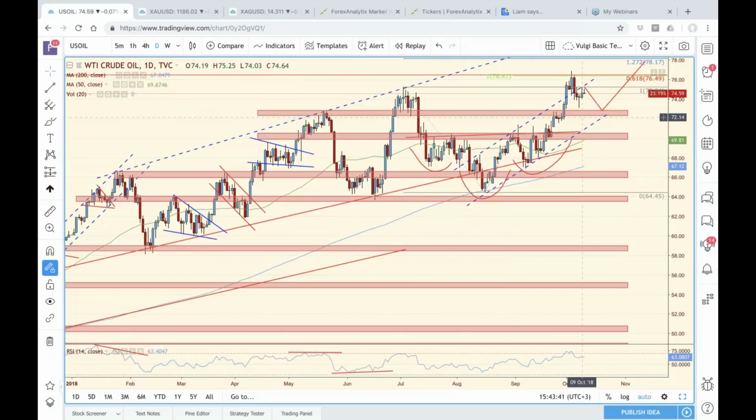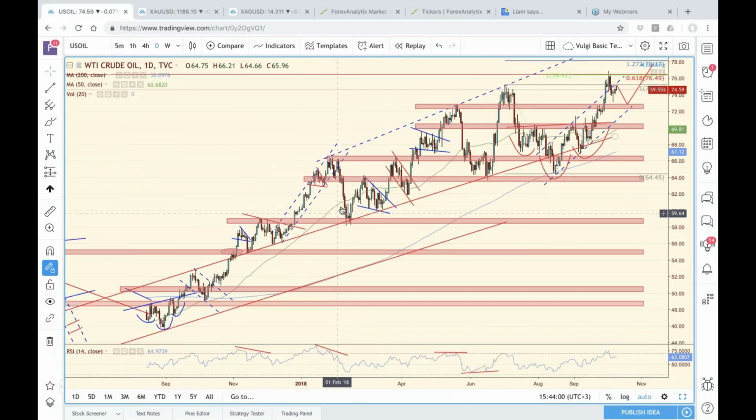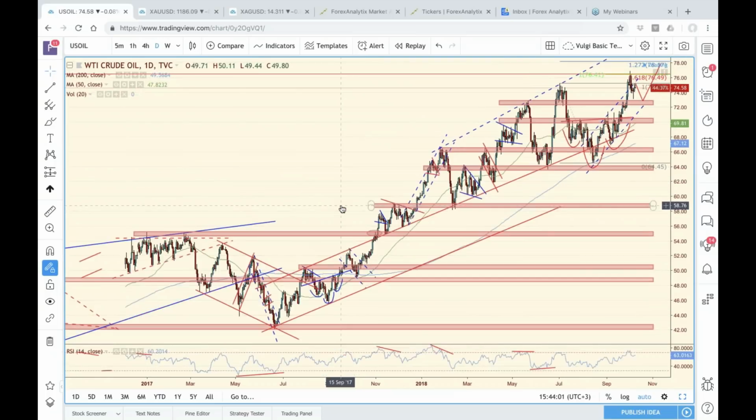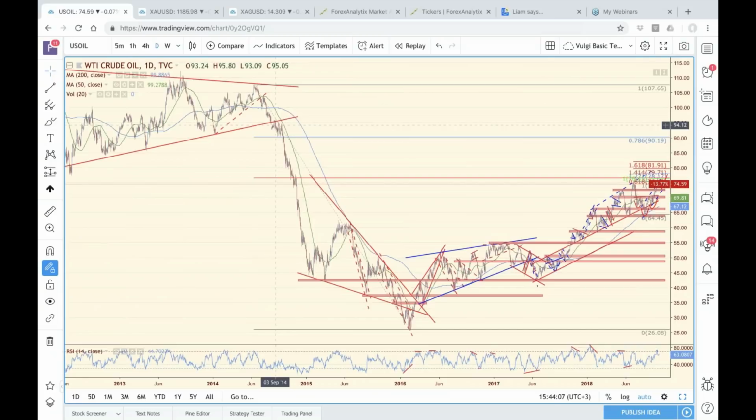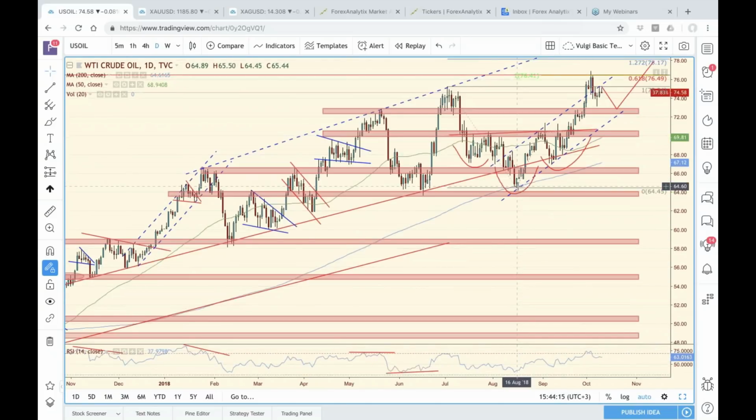This was a perfect confluence of the target of the inverted head and shoulders formation that we had here, and the 61.8% fib from the huge bearish move that we had, from the summer of 2014, if I remember, until we actually found a low in February 2016. So this is the 61.8, an extremely important level.